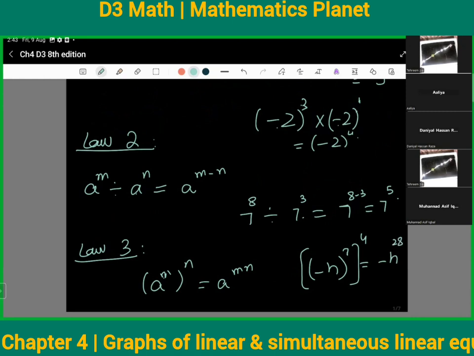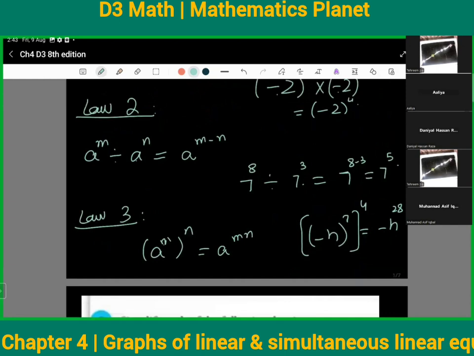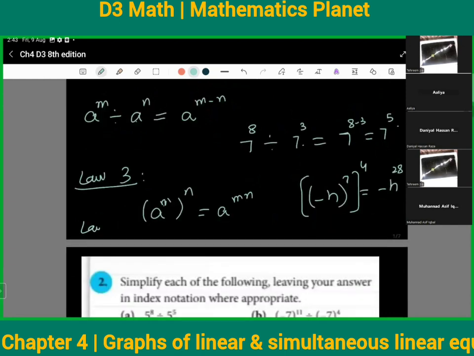The last law of indices is law number 4. If we have a to the power n into b to the power n, we can write it like this: a multiplied by b, all to the power n. We can first multiply the bases and then take the power.